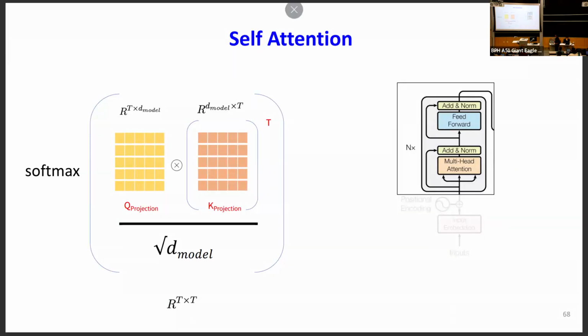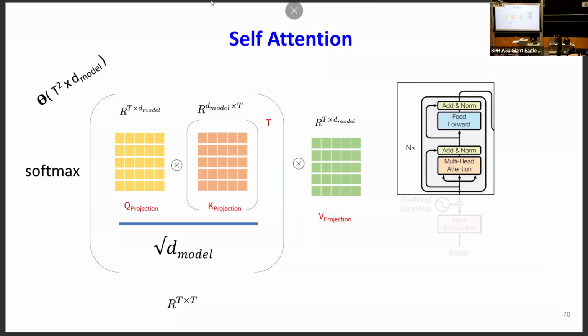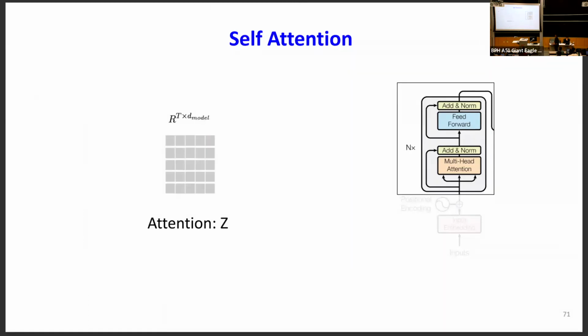Once you have them, there's the complexity, and that's also a very well-asked question in interviews. They'll ask you the dimensions, they'll ask you the complexities and stuff. So we are building a T cross T matrix, and every entry has D multiplications. So the final complexity comes out to be Theta of T squared D model. Once we have that, we multiply with our value projections, and we get our final attention value. This is your final self-attention inside the encoder model.